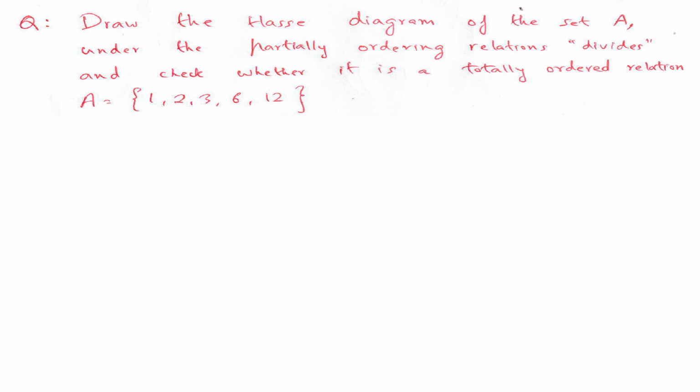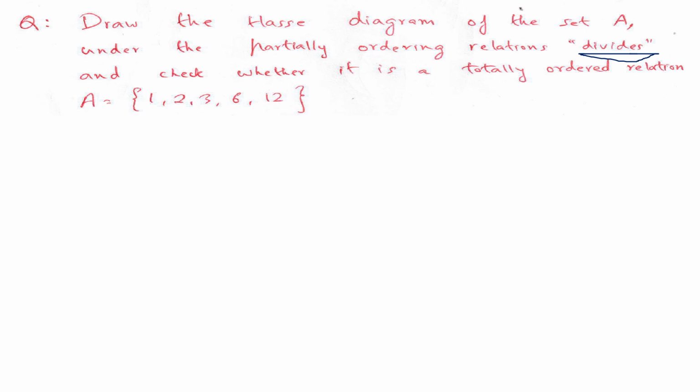See the question. Draw the hash diagram of the set A under the partially ordering relation divides, and check whether it is a totally ordered relation or not. A is given as 1, 2, 3, 6, 12. You don't have to check whether it is reflexive, antisymmetric, transitive, all those things are not needed.